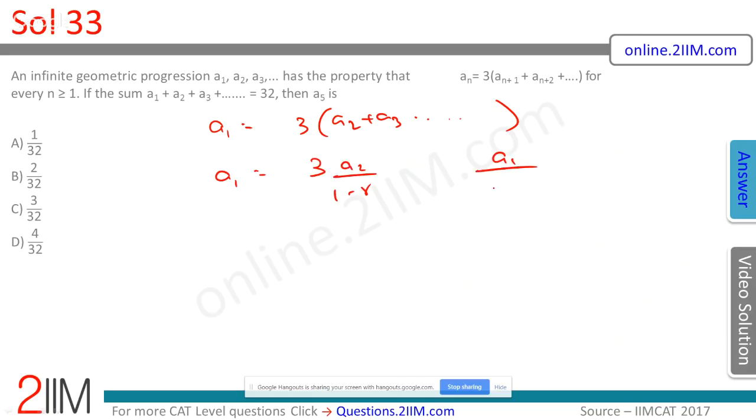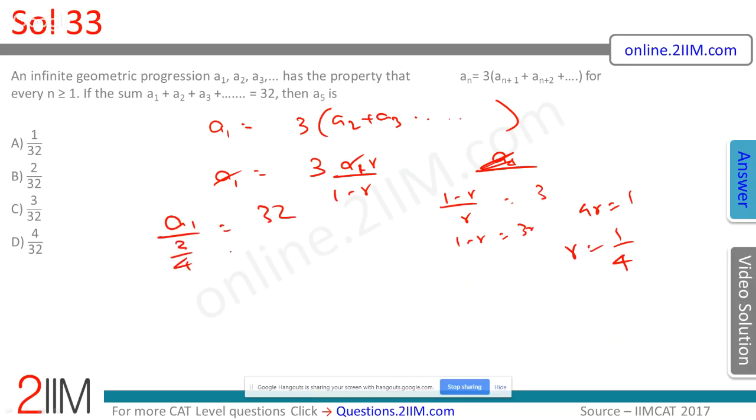A1 into r. So sorry, 1 minus r by r is 3. 1 minus r is 3r. 4r is 1. r is 1 by 4. That works. So a1 by 3 by 4 is 32. a1 equals 32 into 4 by 3. Sorry, 32 into 3 by 4, or a1 is 24.